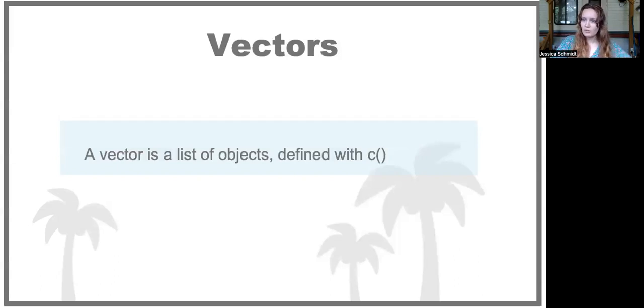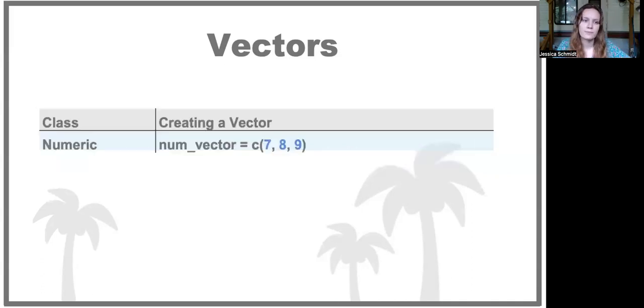All right, so now that we know about single objects, let's talk about lists of objects. A vector is a list of objects, which is defined with the function c. Very easy to remember this one. It's just a little c, and then we put our list inside of the brackets. It can be a list of factors, numbers, characters, etc. And how we define the vector does depend on class. So we're just going to go over each class to make sure that we understand how this works.